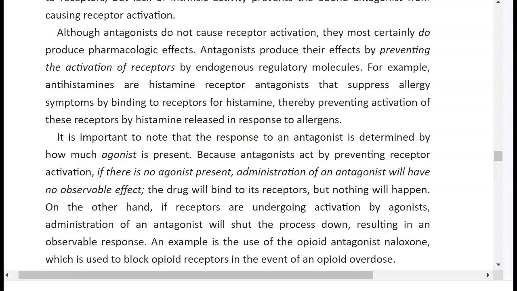But on the other hand, if receptors are undergoing activation by the agonists, the administration of an antagonist will shut the process down. So if I'm having seasonal allergies, I have a bunch of keys floating around that are activating my histamine. They're fitting into place. They're turning on. This is all normal physiologic function as a response to my environment. And now I give an antihistamine. Now I'm going to see an effect. My allergies stop.